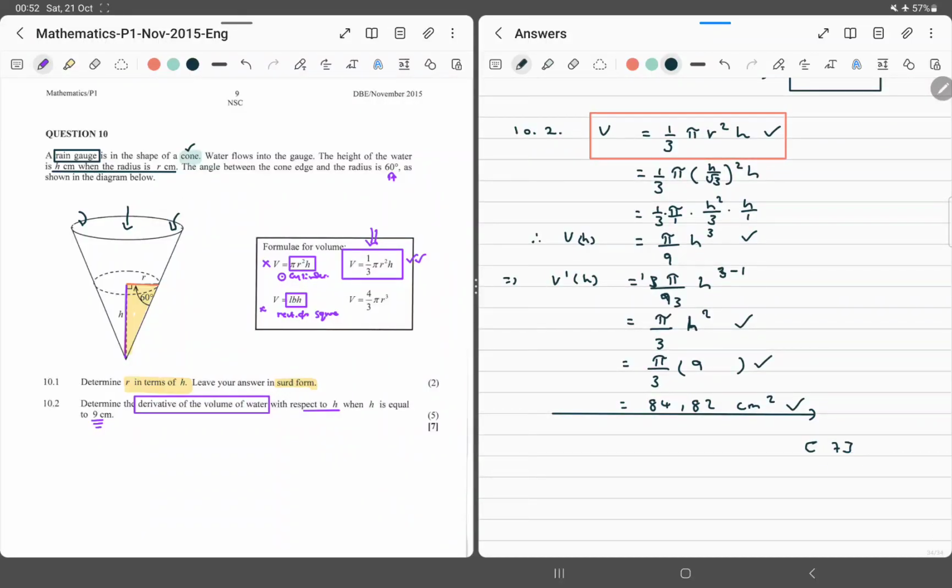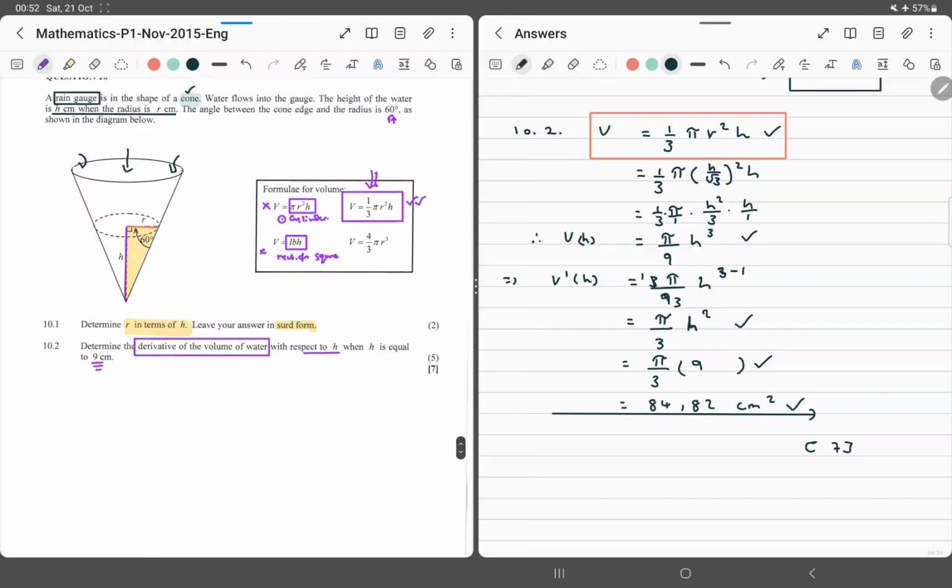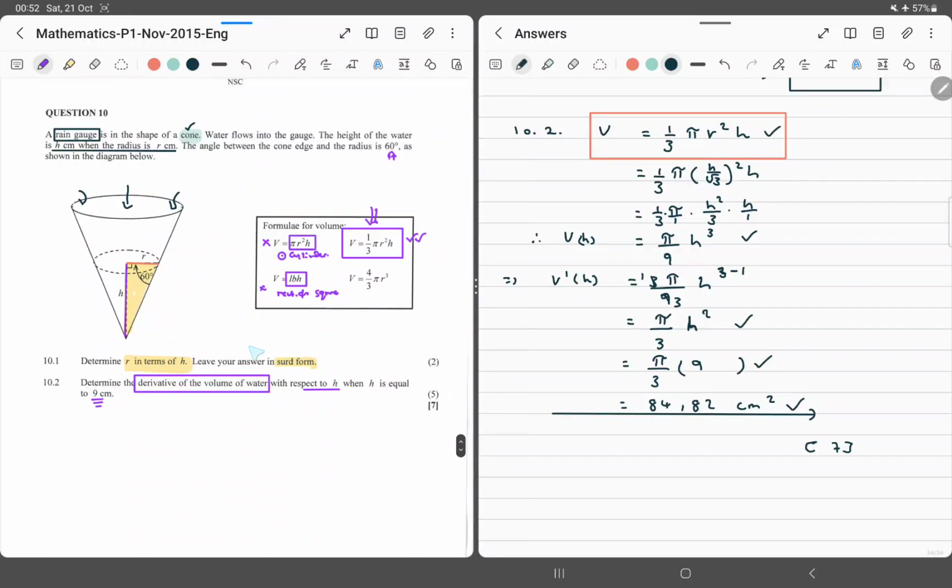So this was 7 marks. Normally you can lose marks here or gain marks. It's up to you. But this is an easy question because it applies calculus, but they spiced it up with a bit of trigonometry to test if you really know your maths or you don't.